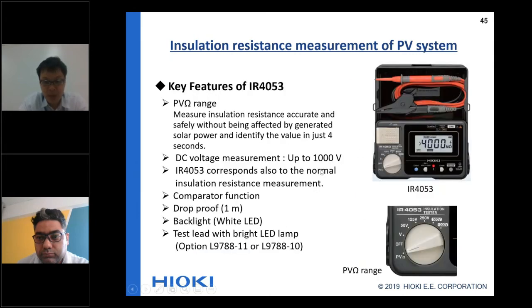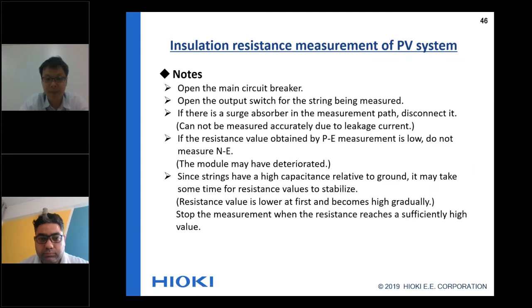Okay, so we have up to 1000 volt DC voltage range, and it also has a comparator function, and it is a dust-proof one meter, and you can see the white LED backlight like that.